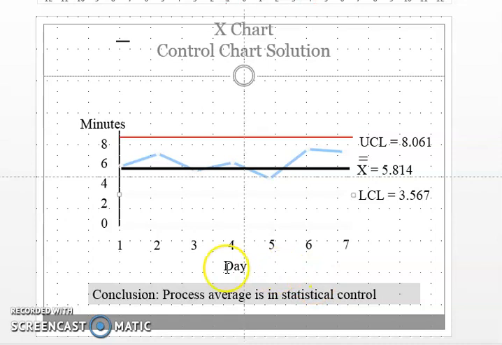And the same thing we obtained by using the R chart. It means we can conclude from the R chart and X bar chart that the process is in control.